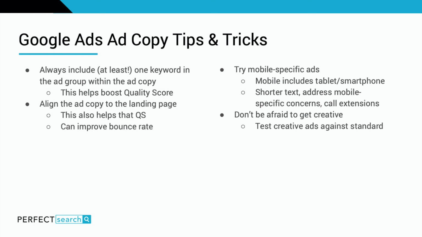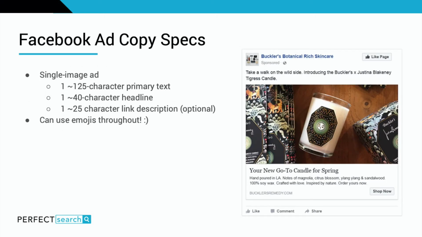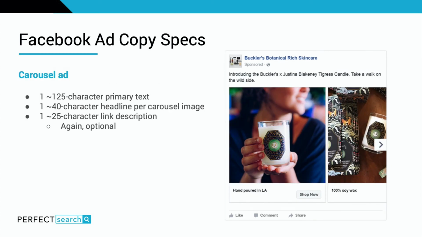Facebook ads. So Facebook ads include a single image ad, one 125-character primary text, one 40-character headline, one 25-character link description, which is optional, and you can use emojis on these. In a Facebook carousel ad, once again, you have one 125-character primary text, one 40-character headline per carousel image, one 25-character link description, and again, this is optional.